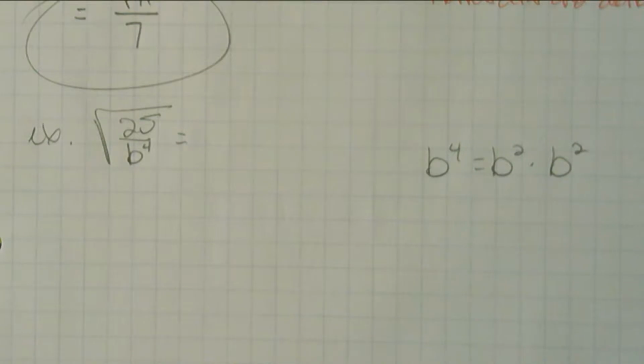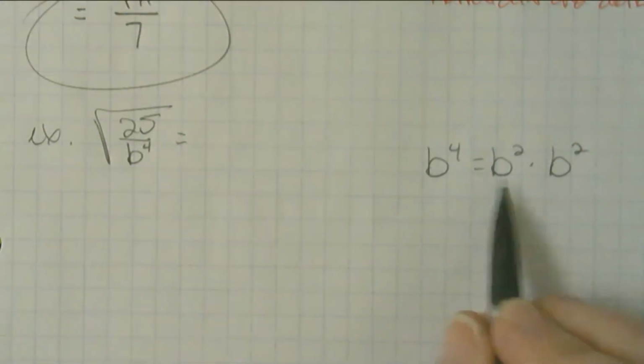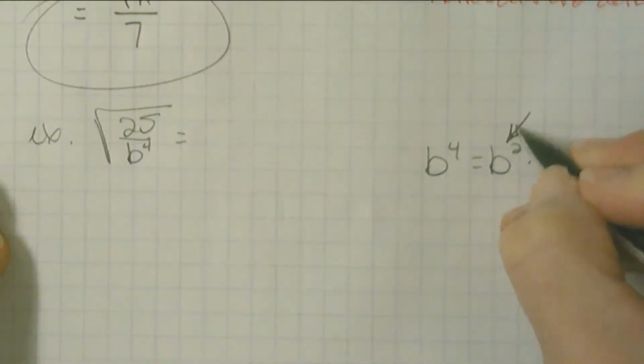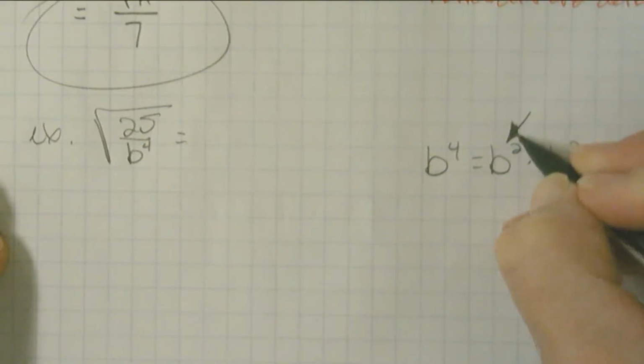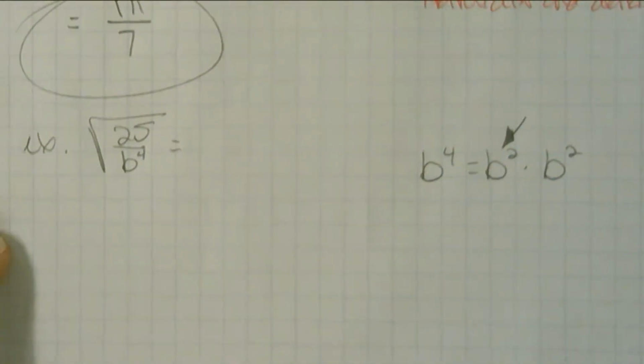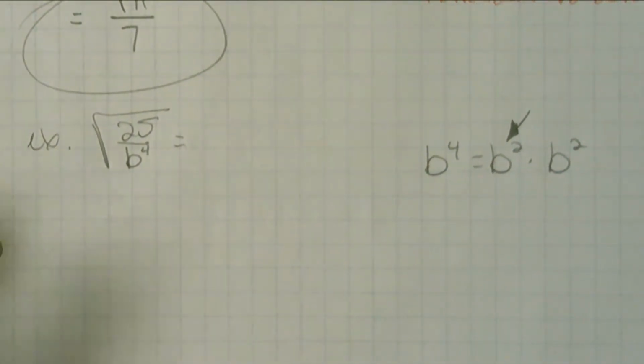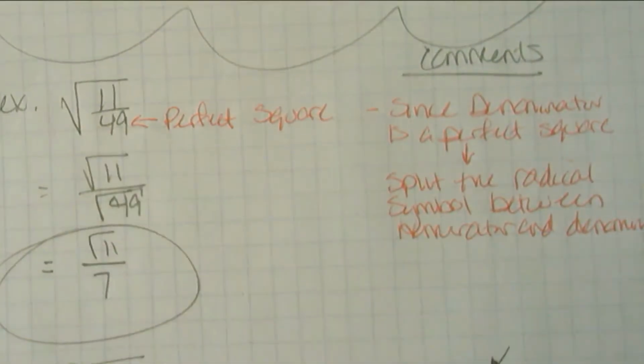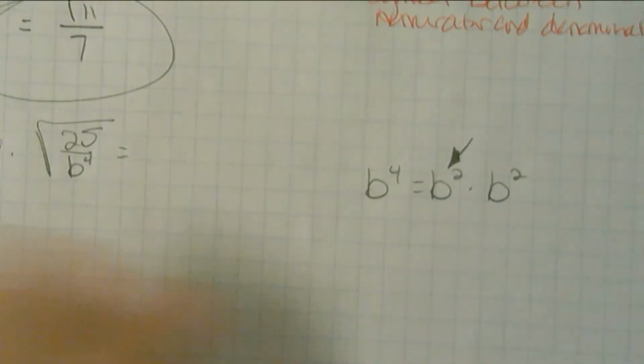Well, what do I know about b squared? Colin? What do we know about b squared? Those are all correct answers, but that's not what I'm wondering. It's the same thing I said when I asked what do I know about 49. It's a perfect square.